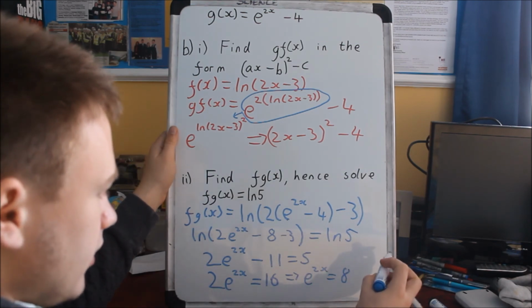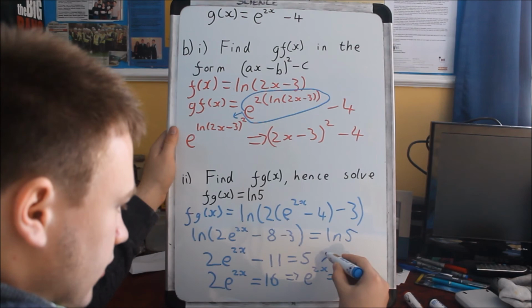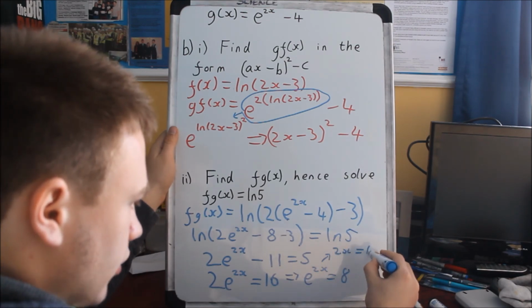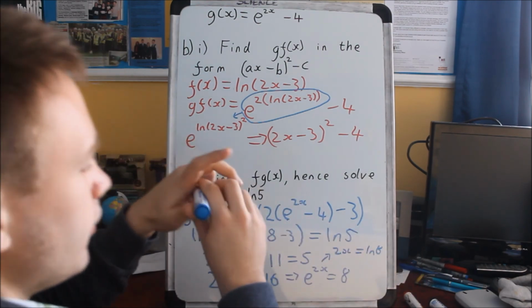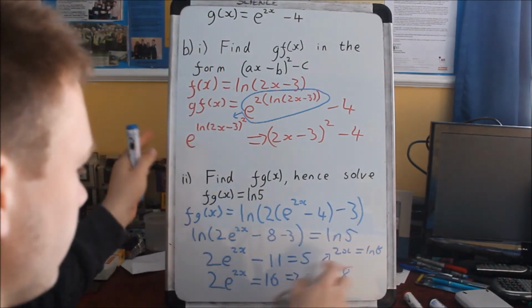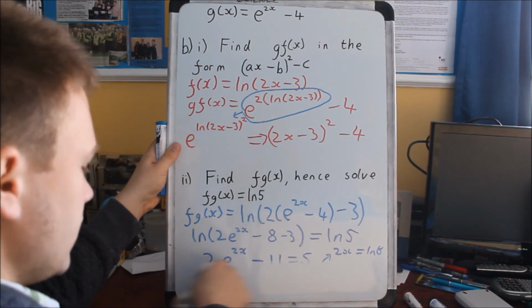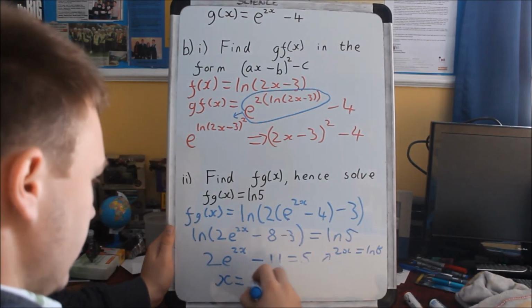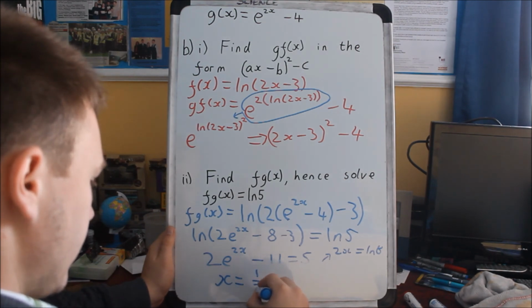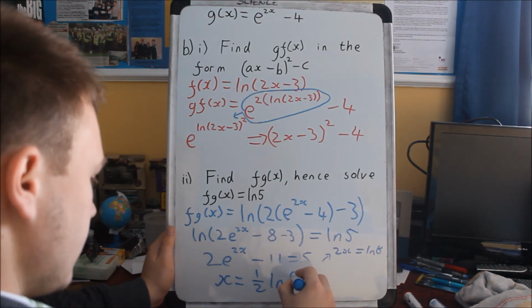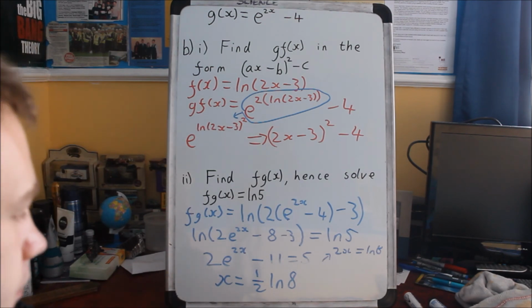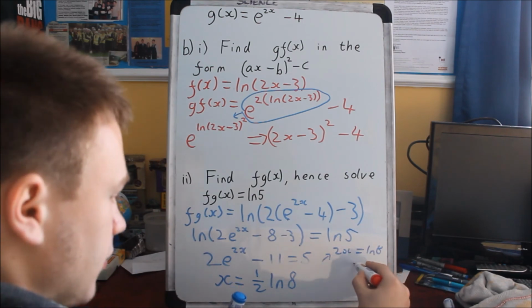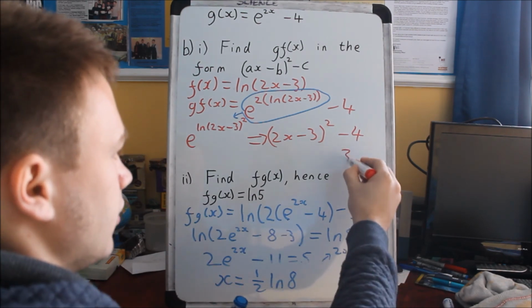If we take the natural log of both sides, we get 2x equals the natural log of 8. So our final answer, I'm running out of room, but our final answer is x equals a half natural log 8, or natural log 8 over 2. That's what x equals. So in terms of marks, here was worth 3 marks, here was also worth 3 marks.